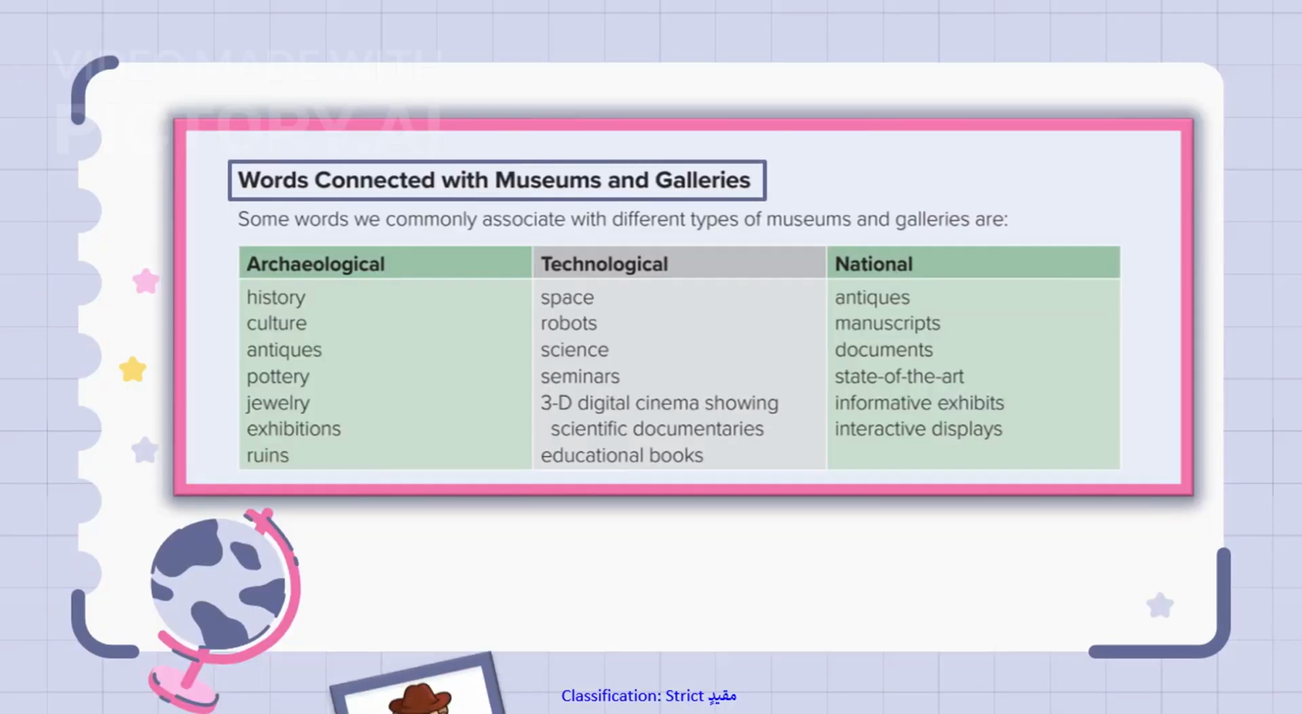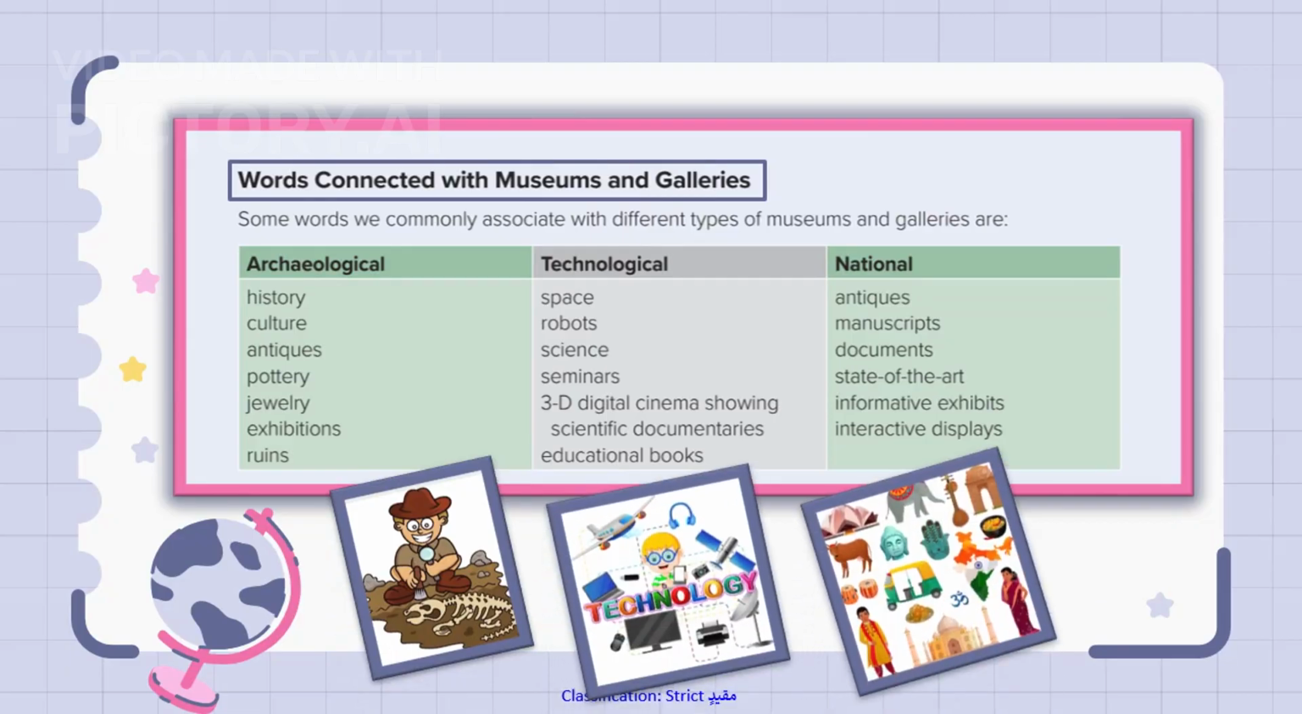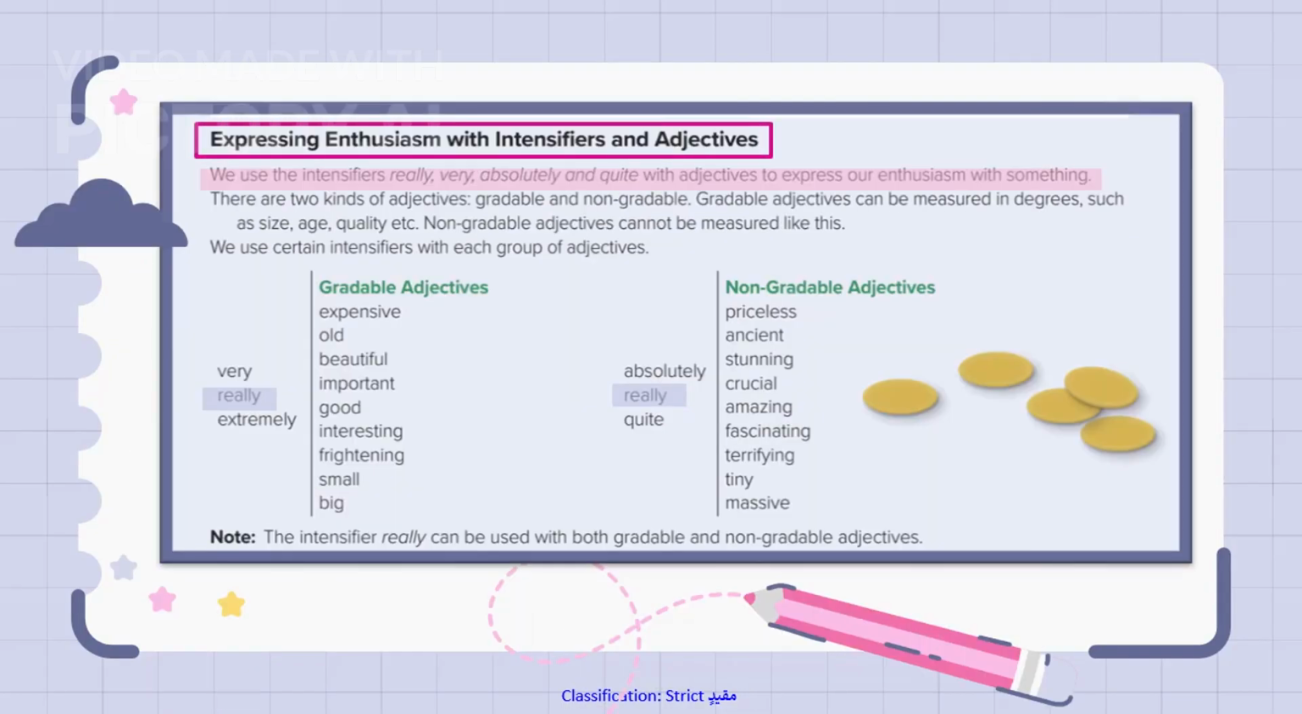Exploring words connected with museums and galleries, we find terms related to archaeology, technology, and national themes. These words help us describe and categorize different types of museums and galleries effectively. We use intensifiers like really, absolutely, and quite, with adjectives to express enthusiasm.